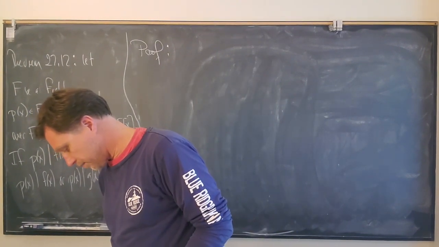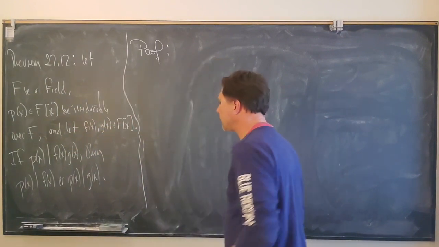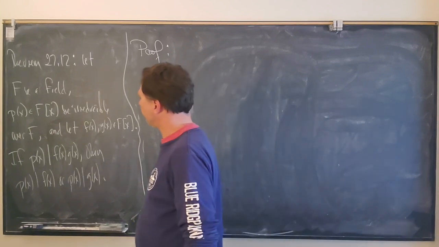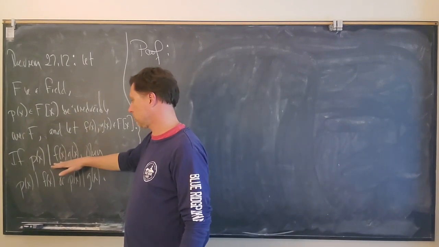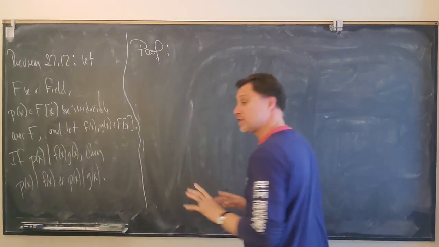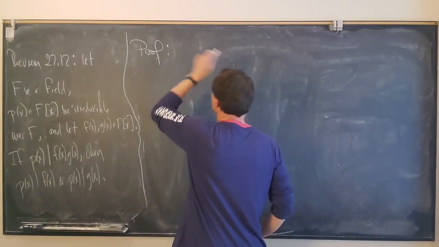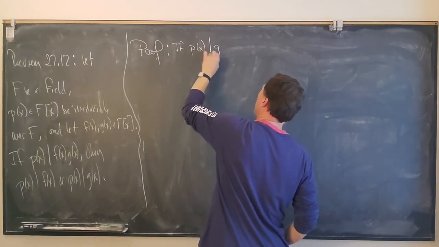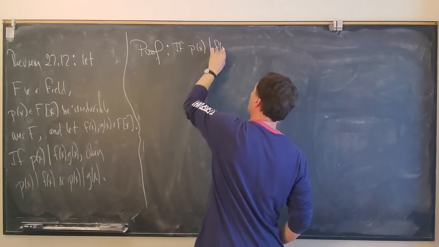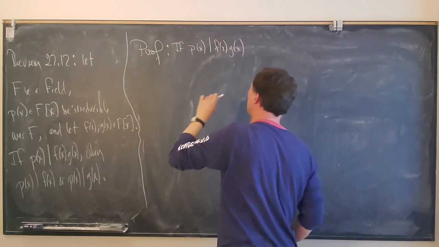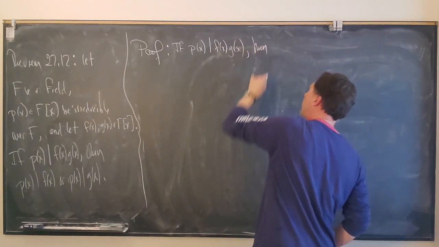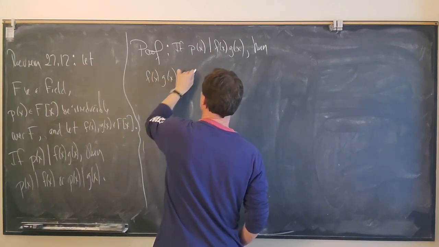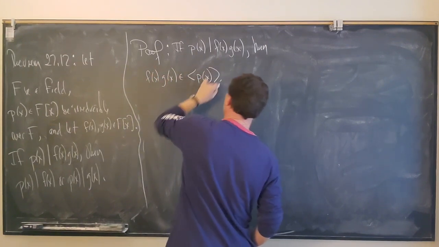So for the proof, let's see. If P of x divides this product right here, then remember how we phrased divides in terms of ideals. So if P of x divides f of x times g of x, then the product f of x times g of x is an element of the ideal generated by P of x.